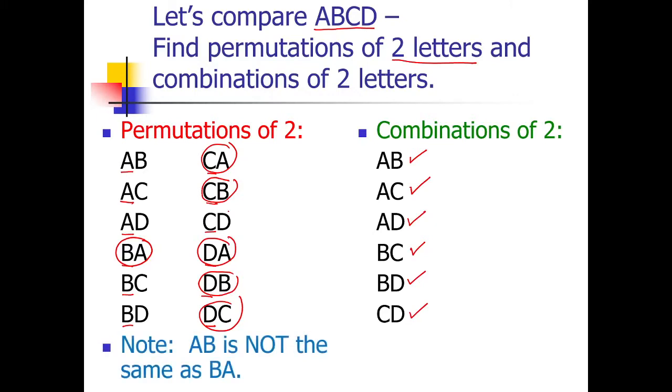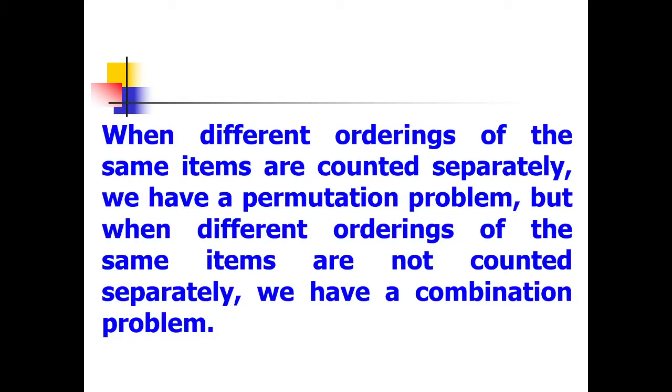So take note, AB is not the same as BA when you say permutation. But when I say combination, AB is the same as BA. So, what do you mean by combination then? So, let's have this one first. When different orderings of the same items are counted separately, we have a permutation problem. But when different orderings of the same items are not counted separately, we have a combination problem.